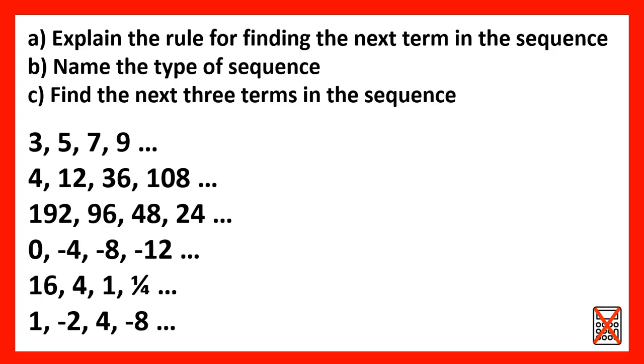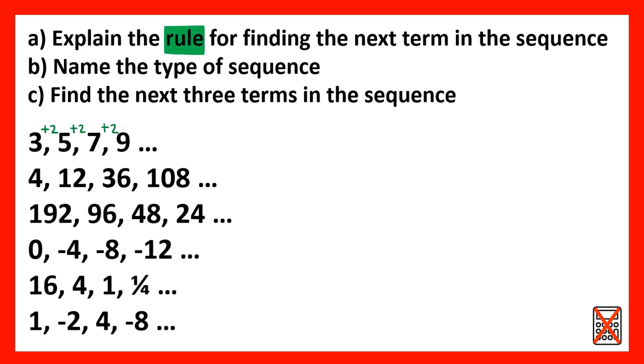Here are the beginner questions, some of the easier questions that you're likely to see on this topic. First, we need to explain the rule for finding the next term in each of the sequences. For the first sequence, you can see it increases by the same value. We can add 2 to get from one term to the next. Always check at least 3 differences to make sure you've spotted the correct pattern.